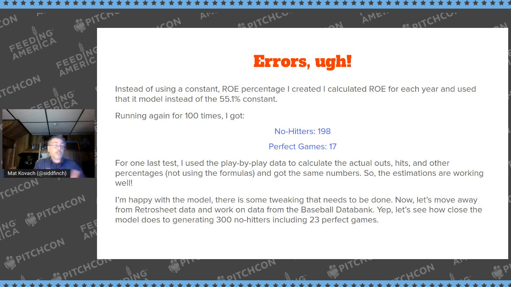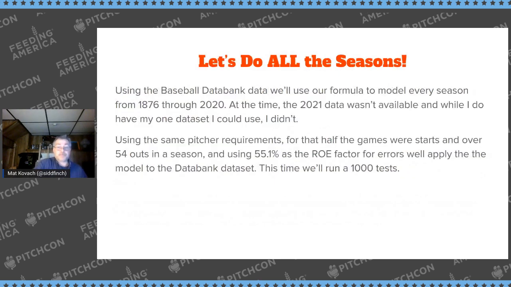So now we're going to run the same model. We're going to go from 1876 to 2020. We're going to run that same program. This time I did it 1,000 times because I had to go shovel my driveway, get the snow off my driveway. So the same requirements: half the games you were in, you started. You had at least 54 outs, and we used the 55.1 as the ROE factor. And we did the 1,000 test.